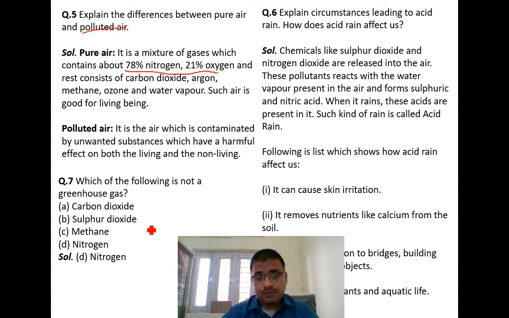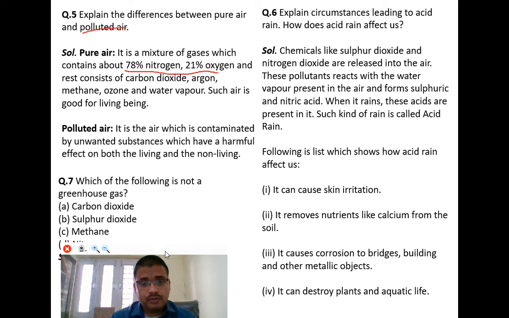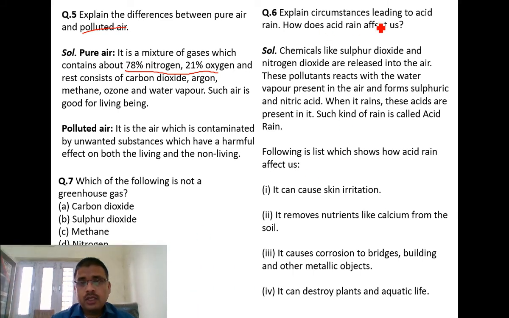Explain the circumstances leading to acid rain. In the previous lecture I already told how acid rain is formed and how it affects. Here the answer is given: sulfur dioxide and nitrogen dioxide are released into the atmosphere. These pollutants, whenever there is rainfall, react with the water and contaminate the air and form sulfuric and nitric acid. And when it rains, these acids are present in it. This kind of rain is basically called acid rain.